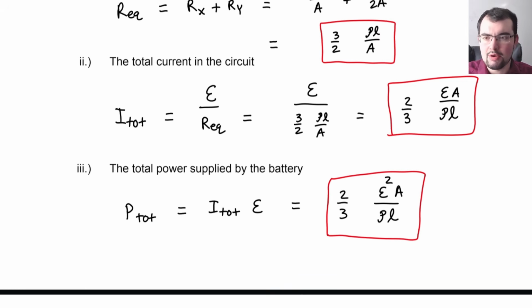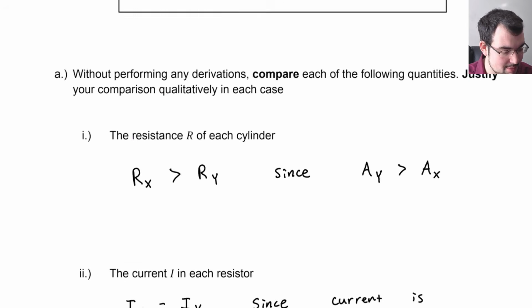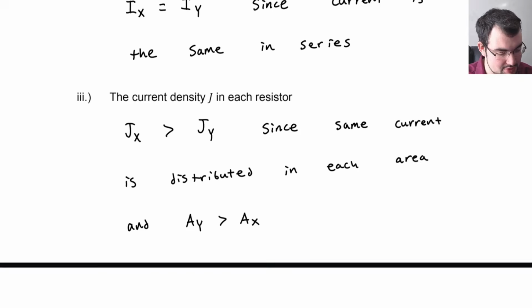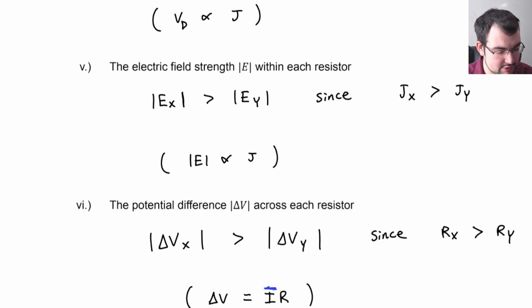Yeah, kind of a tricky one. This is one of the harder ones from the circuit section, especially comparing all these macroscopic and microscopic quantities. Kind of some subtlety here. I think the drift velocity one is definitely tricky.